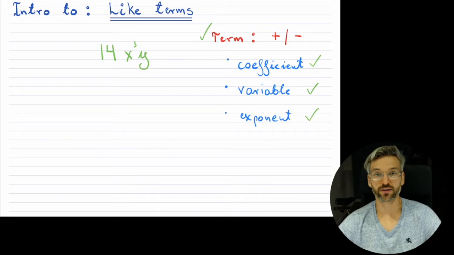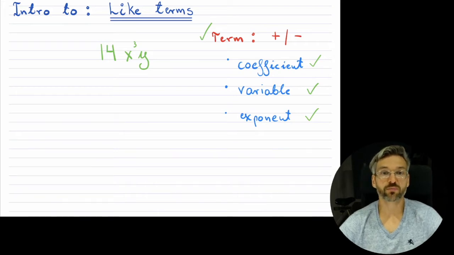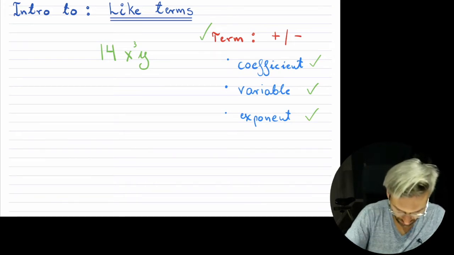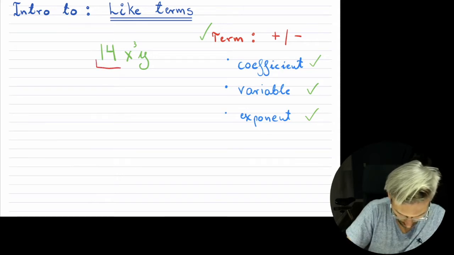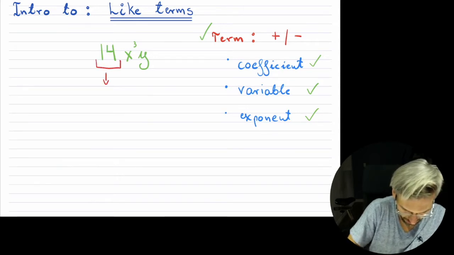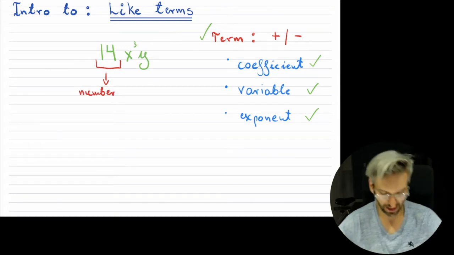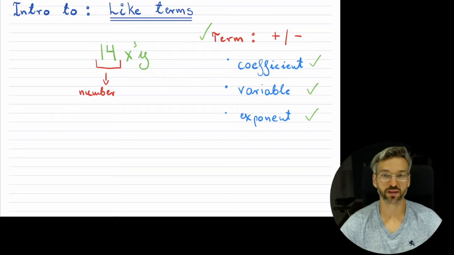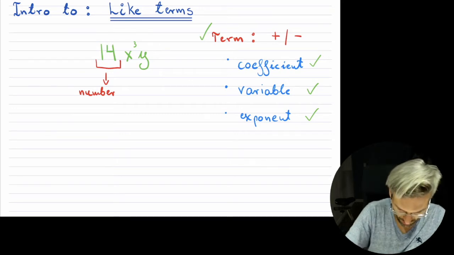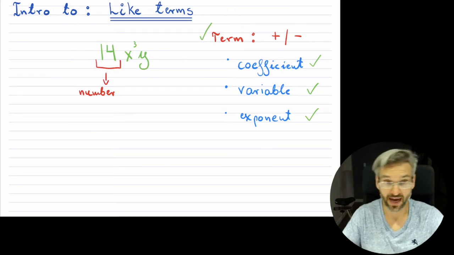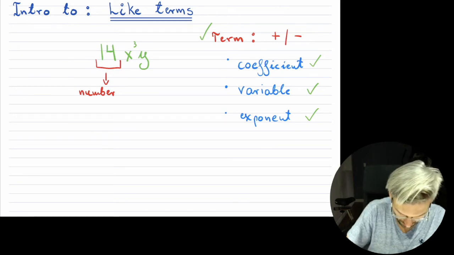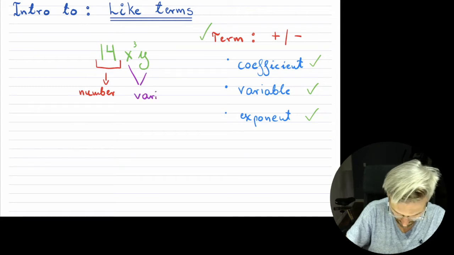So what are the components of a term? A term will typically be made up of a coefficient, which is some number that we know. In this case, the number is 14. The other components of the term may or may not have some variables. So this x and this y, these are variables.